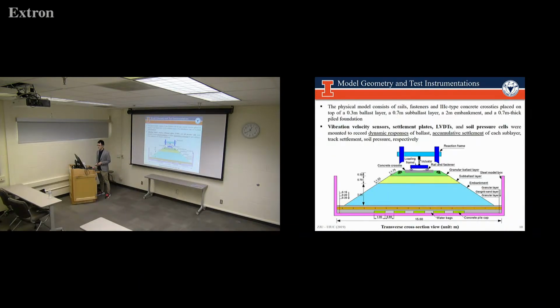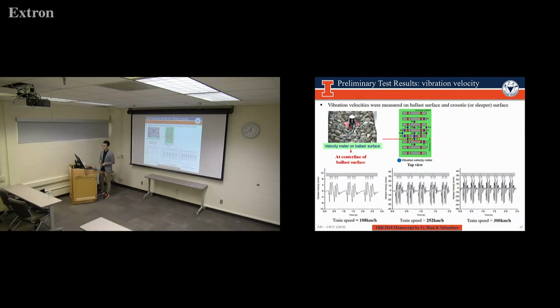So back to the model. Behind the 8 actuators, there is a physical model that consists of rail, fasteners, and concrete ties, and these are placed on top of the ballast layer, the sub-ballast layer, the embankment, and the pile foundations. For this model, vibration velocity sensors and all other sensors were mounted in the model to capture various dynamic responses from different layers.